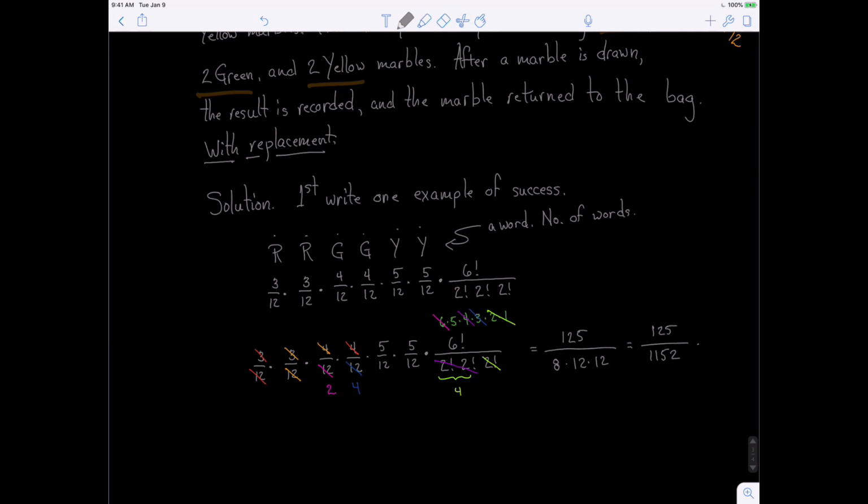Now, one thing to note is the multinomial distribution is quite common. However, it's not one that's in your calculator. This is actually just one where you need to write out that one way to be successful, write the associated probabilities, multiply them together, and multiply it by the number of words possible from your success.